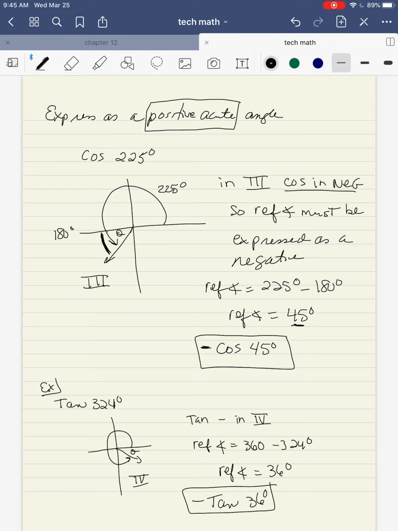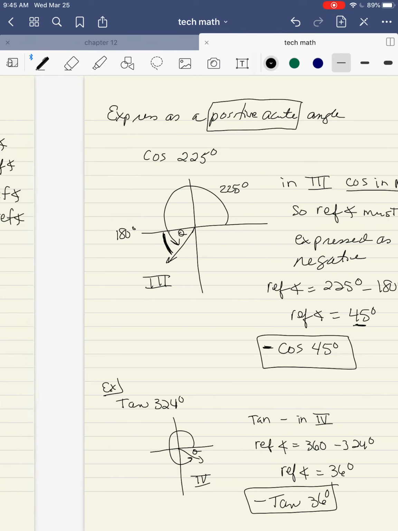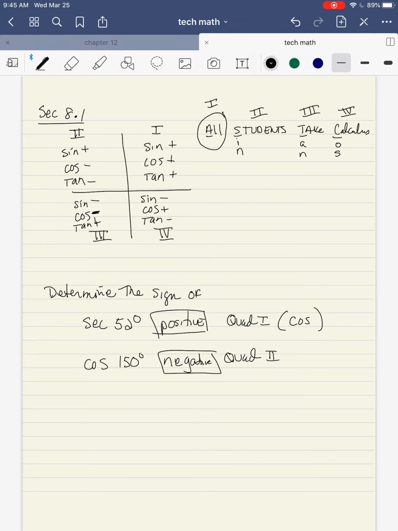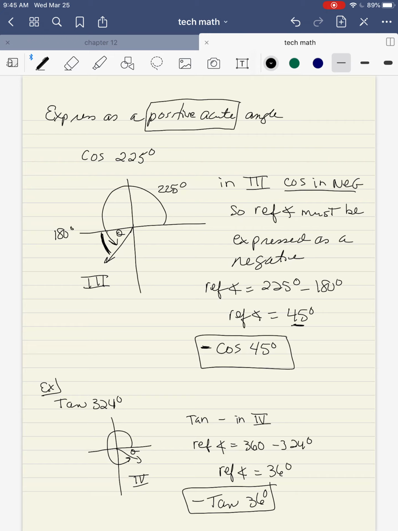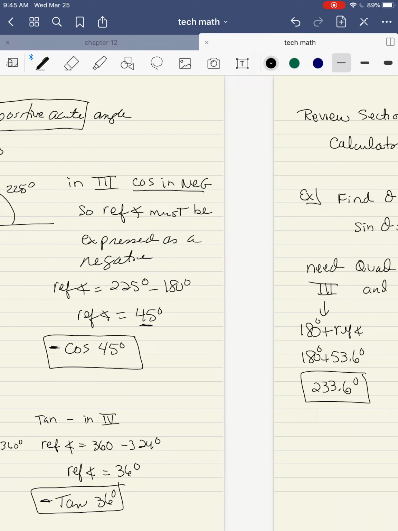Another one, tangent of 324. 324 is all the way over here in quadrant 4. Tangent is negative in quadrant 4 if you look at your chart. Again, quadrant 4 right here, tangent is negative. The reference angle is going to be 360 minus 324. Again, all the way around is 360. 360 minus 324 is 36 degrees. And again, since it's negative, I account for the negative out in the front. And the acute angle is 36 degrees, so negative tangent 36 degrees.